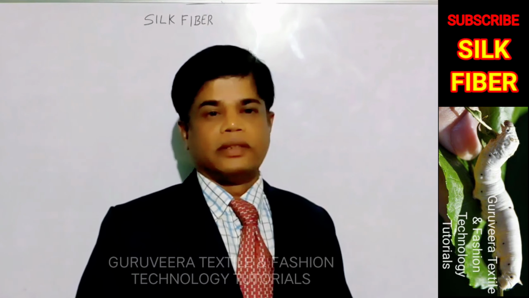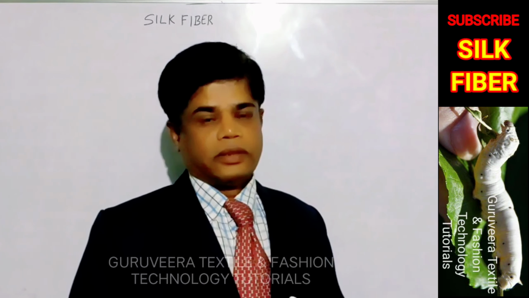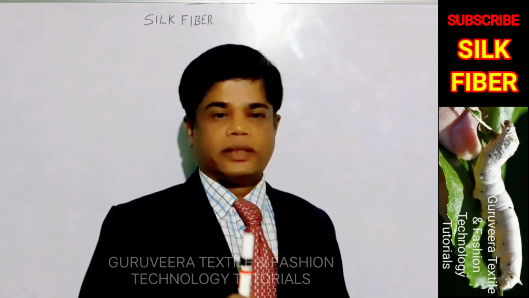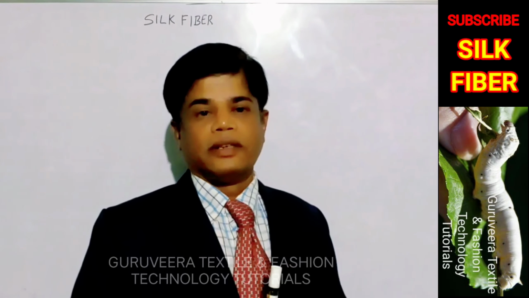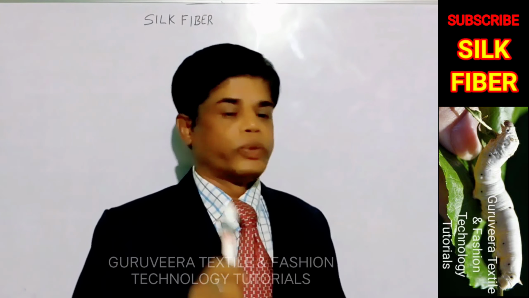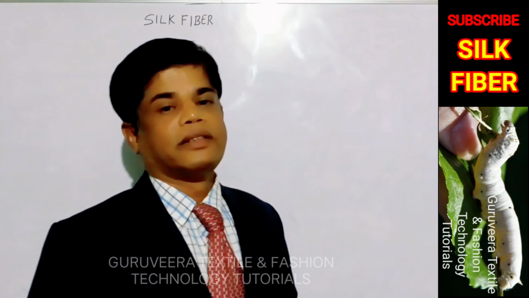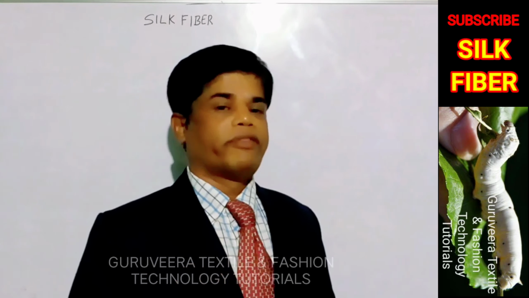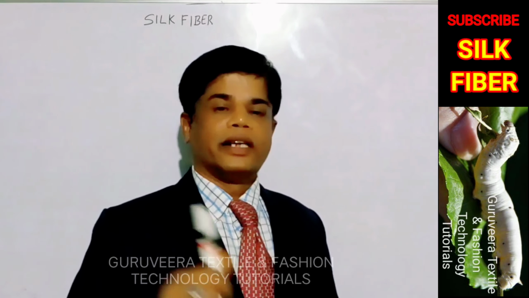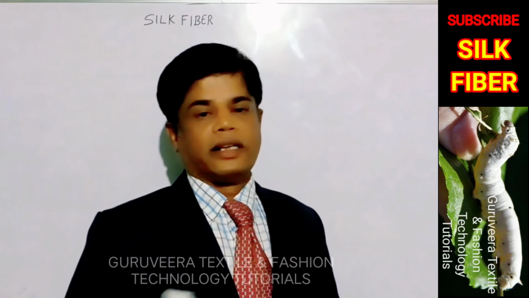Okay, now coming to China and the global production. At present 54% of the global production goes to China, and the second, 14 to 15%, goes to India, and the rest of the global production of silk fiber is by Uzbekistan, Iran, Brazil and other countries.